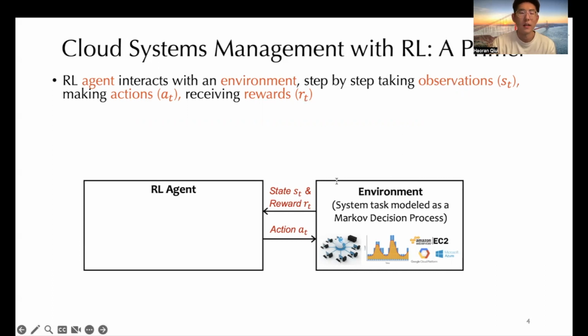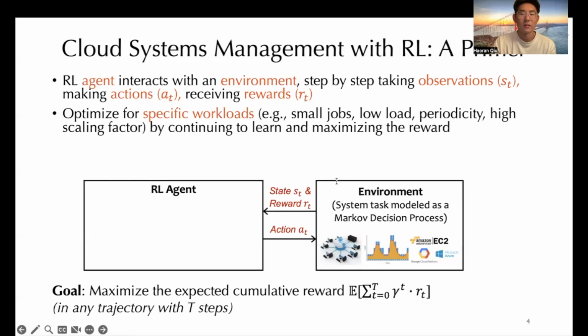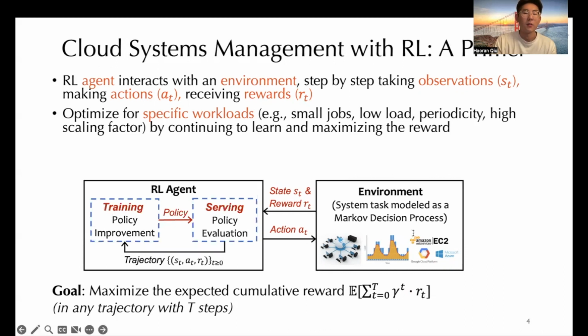states of the environment. And the RL agent is designed and trained to optimize for specific workloads experienced in the cloud systems environment. For example, it could be small jobs, low load, periodicity, or high scaling factor, etc. And the RL agent will continuously learn by maximizing the expected cumulative reward in a trajectory with T steps. There are two stages in the RL agent lifecycle, policy training and policy serving. During policy training, the model parameters are continuously being updated, and after convergence, the trained model is used for inference. We call it the policy serving stage.